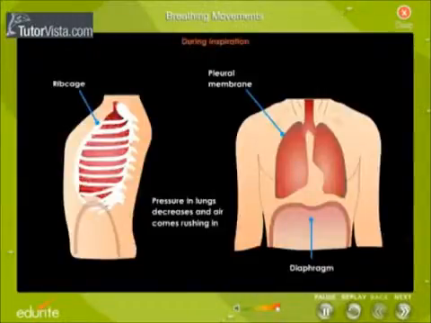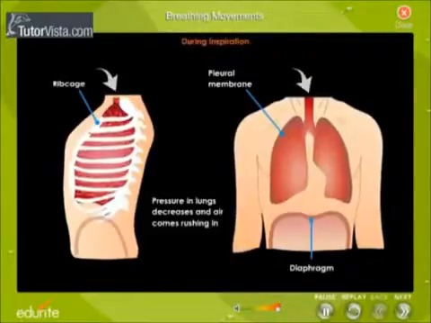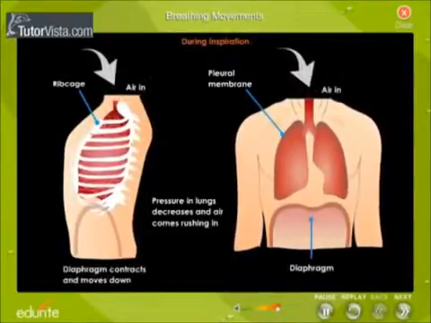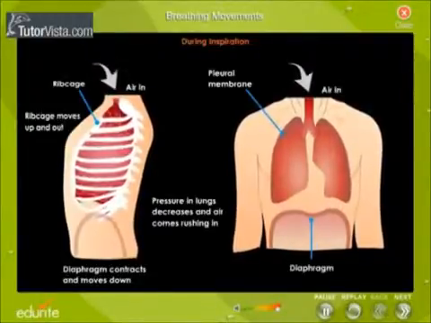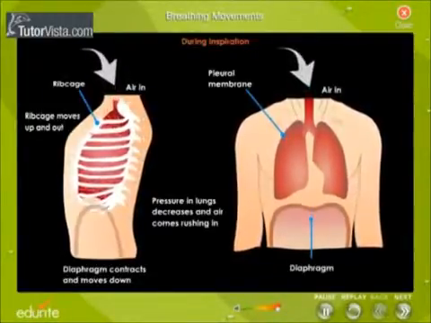Inspiration. The pressure in the lungs is decreased and the air rushes in. The muscles of the diaphragm contract to make it descend. The rib cage moves upwards and outwards.